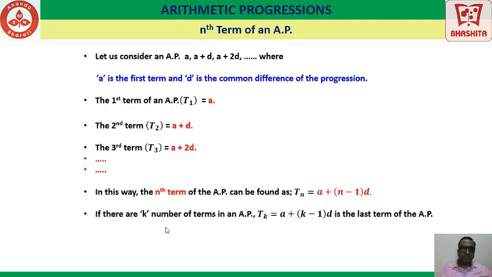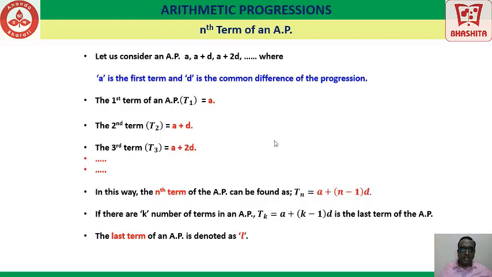If there are exactly k terms in an arithmetic progression, then tk will be given by a plus k minus 1 into d. The kth term will be the last term of the arithmetic progression. We have the practice of writing L for the last term, so please make a note of it. The last term of this AP is denoted by L. So this gives us an idea of the nth term of an arithmetic progression, a plus n minus 1 into d.